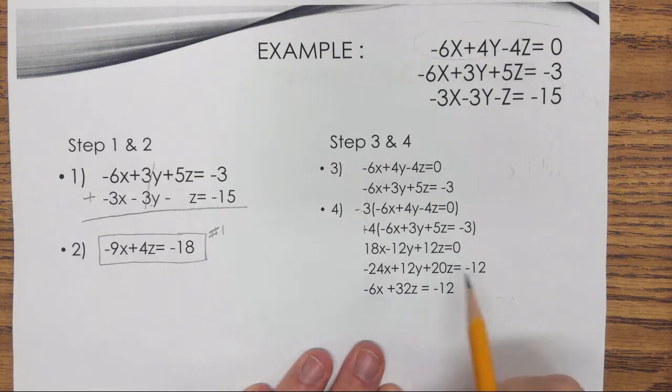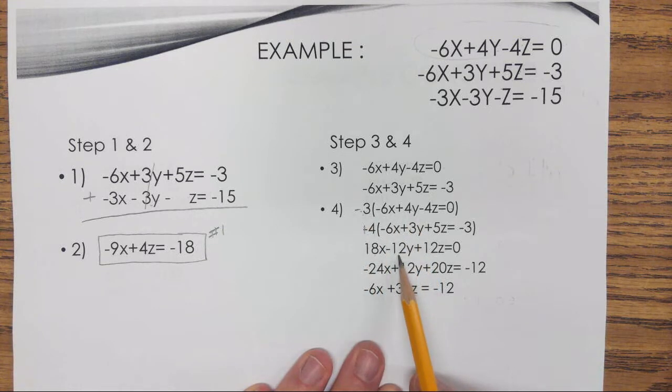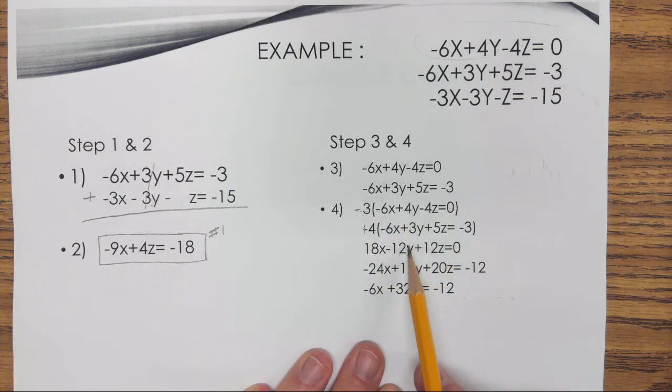Okay. So I do negative 3 times negative 6 is positive 18. Negative 3 times 4 is negative 12. Negative 3 times negative 4 is positive 12. Negative 3 times 0 is 0. So I distributed that one through and got this equation.